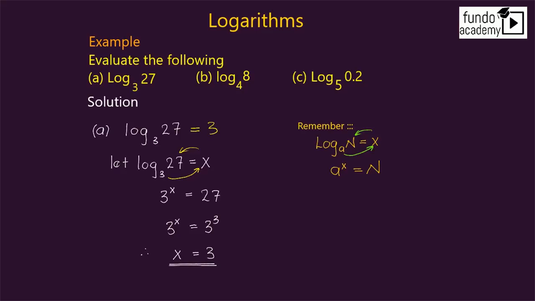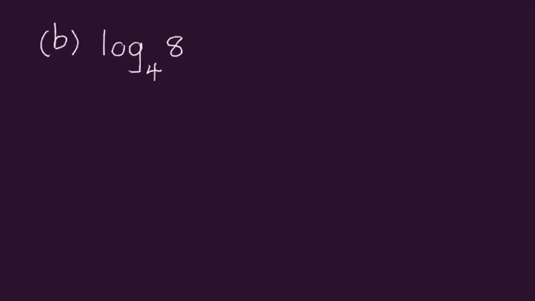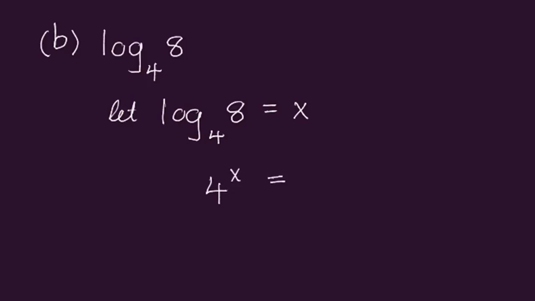Alright, so let's go on to part B, just like we were doing on part A. On B we have the logarithm to the base of 4 of 8. So we can say let that logarithm be equal to a value x. You can use any unknown, any letter. You can even use y. I'm just using x here. So in index form that will be 4 to the power of x. We are saying this base to the power of x gives us the number 8. So that's our index form.